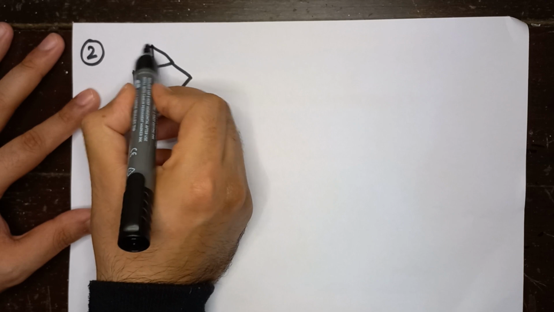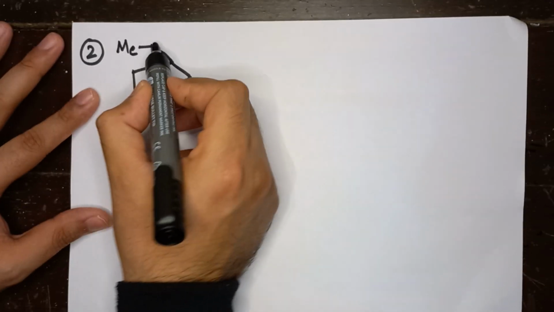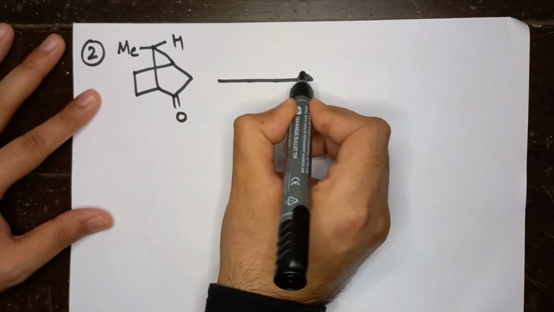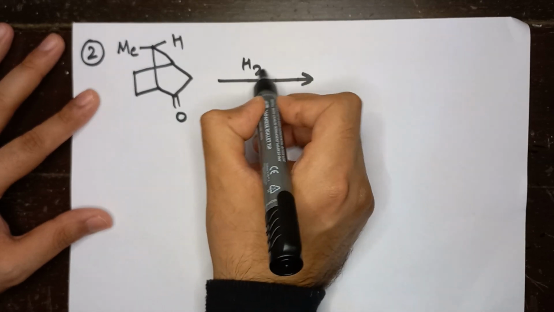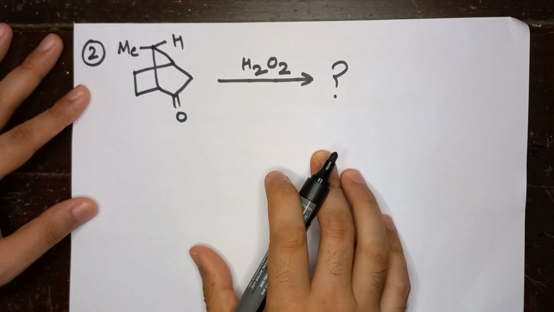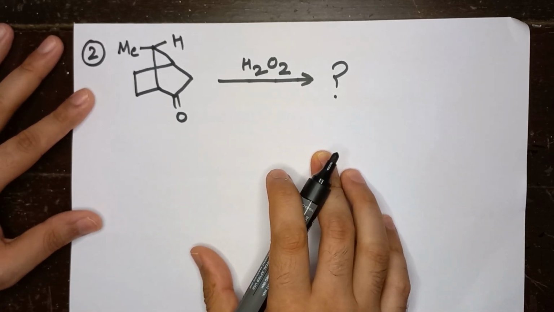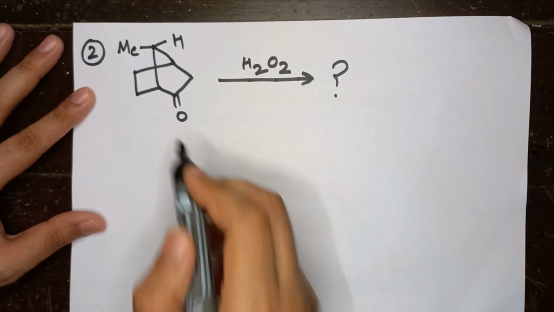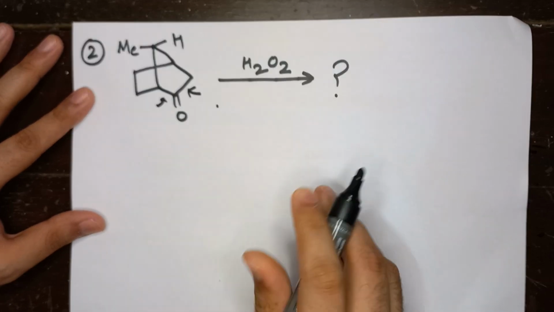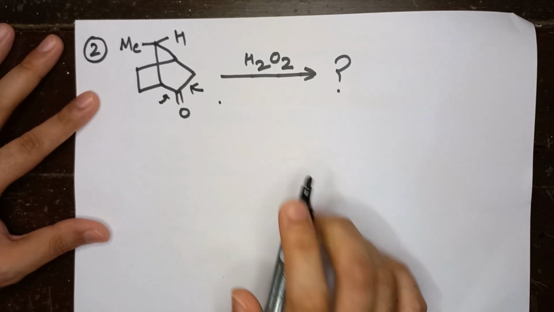So here we have methyl in the left side and hydrogen in the right side, and we have a carbonyl. And I'm doing Baeyer Villiger oxidation using hydrogen peroxide. So this time, pause the video, draw the mechanism, and find out the product, whether oxygen will be inserted from here or from here. So let's do it.